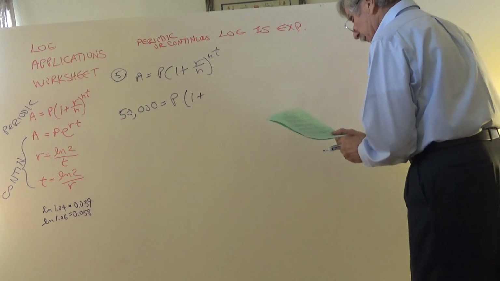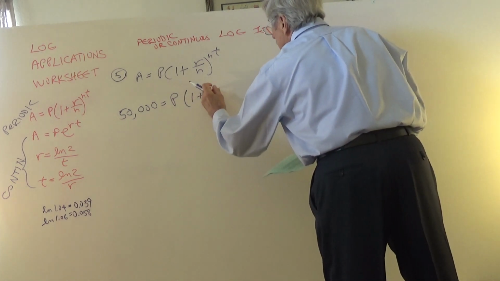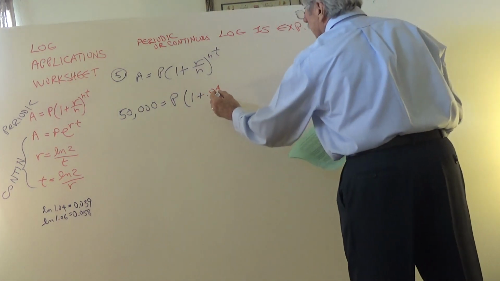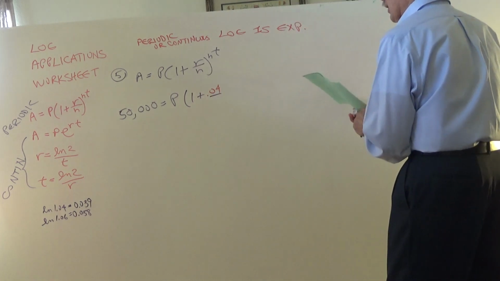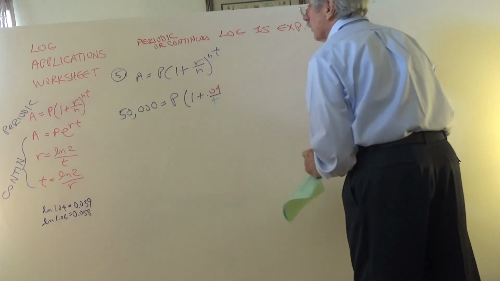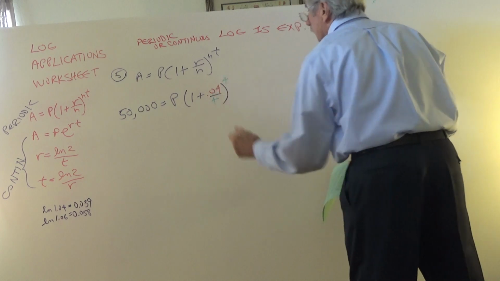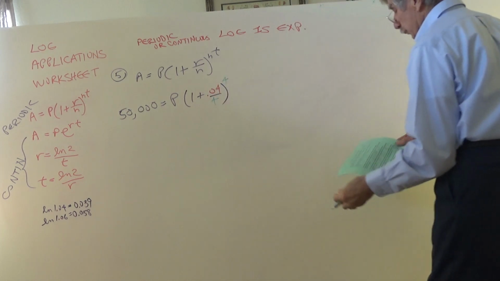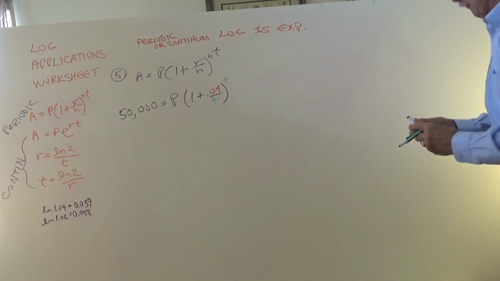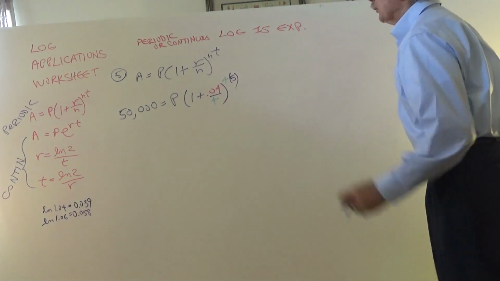For number 5, it looks like we're talking about 4%, 0.04. And that's compounded quarterly, so be careful. Compounded quarterly means 4 times a year. Kind of odd, it's 4 times a year, but it's every 3 months, okay? Nonetheless, it's a 4 there for the n, and the same thing for the n in the exponent, 4 there also. And the t, it says after 5 years, so we're going to put a 5 there for the t.